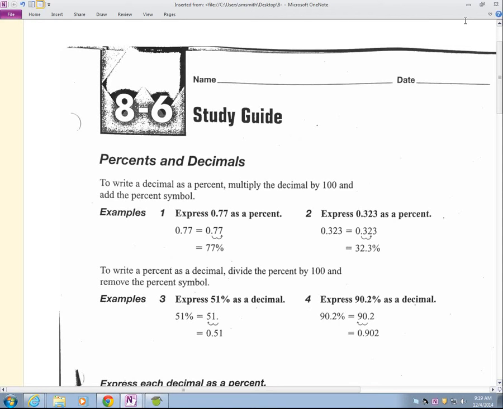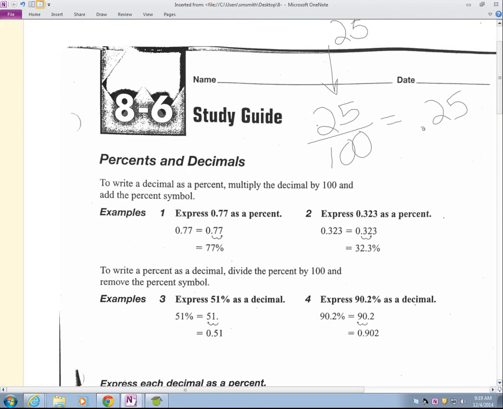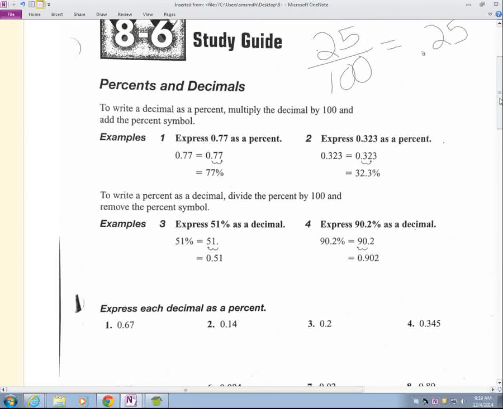Because whenever you have a decimal, and this is what I said on Edmodo last night, if you have 25 hundredths, you could also read that as 25 hundredths, right? Okay, so you're saying it the same two ways, and as we learned yesterday, this could be read as 25%. Whoa. Yeah, disco dance party. So it says, example 1, express 0.77 as a percent.